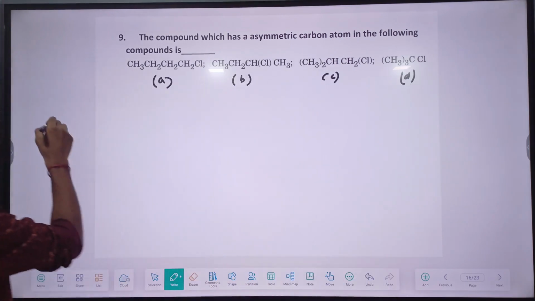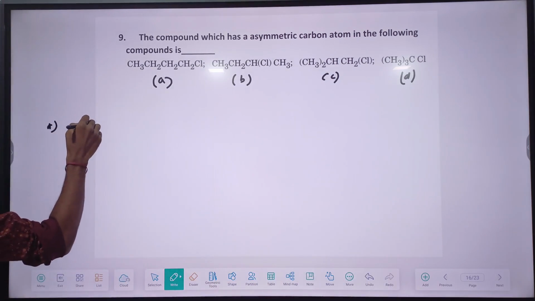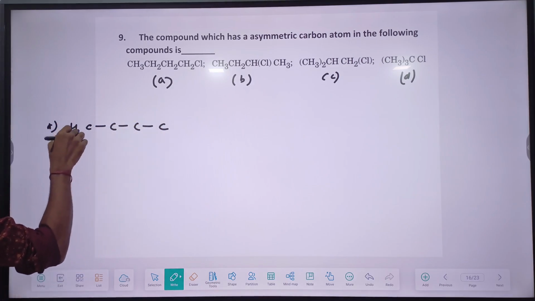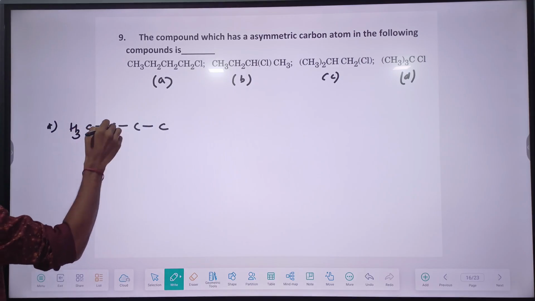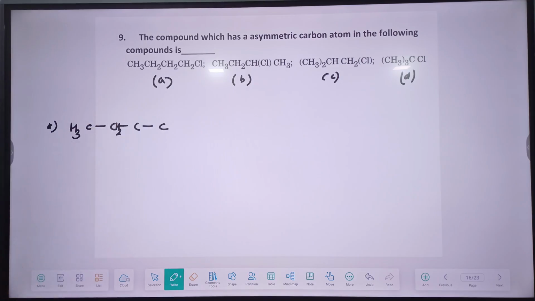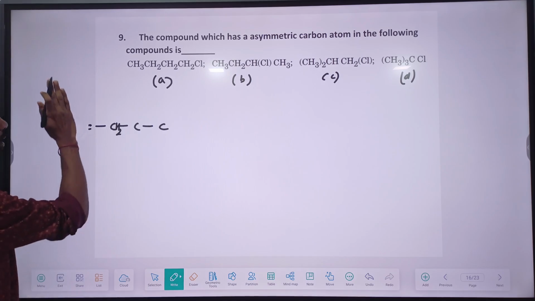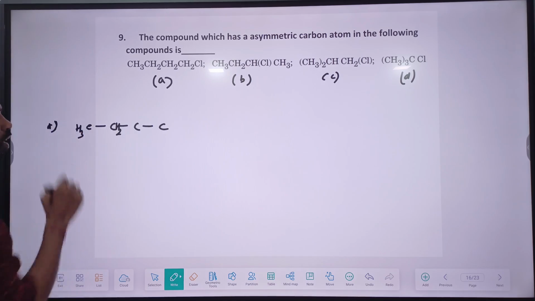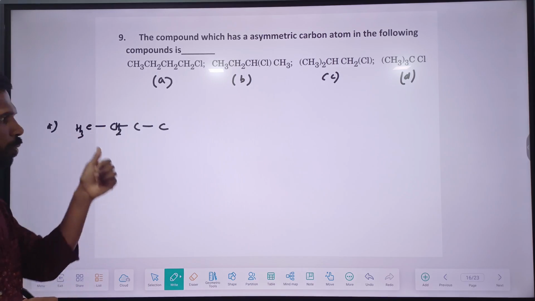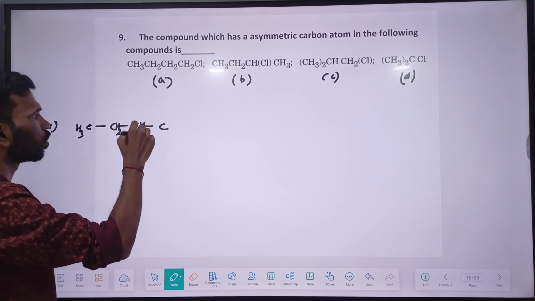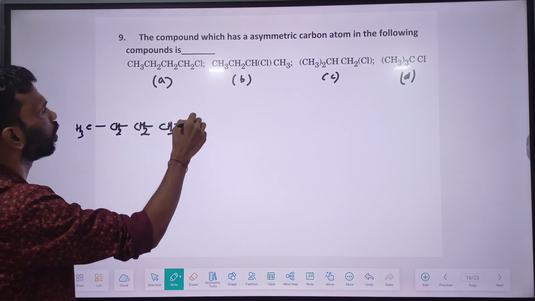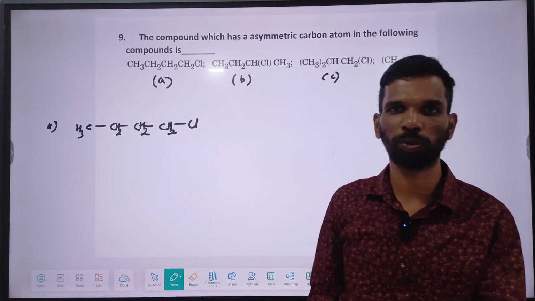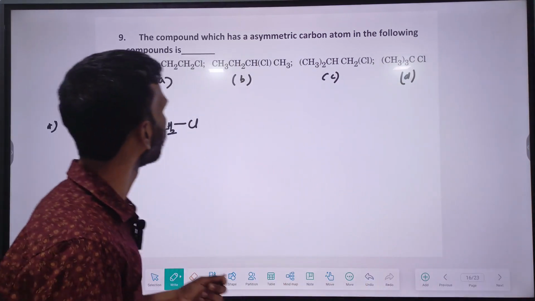A, I will write as an open chain. 1, 2, 3, 4. This is CH3. This is not asymmetric. This is also not asymmetric. Sorry, this is a symmetric carbon, I mean this is not a chiral one. This is also not a chiral one because it has 2 hydrogens. This is also not a chiral one, because here all carbons have at least 2 similar groups, that is, 2 hydrogens.